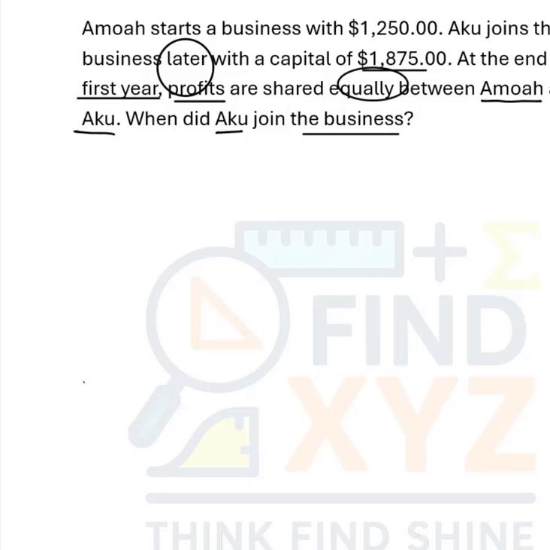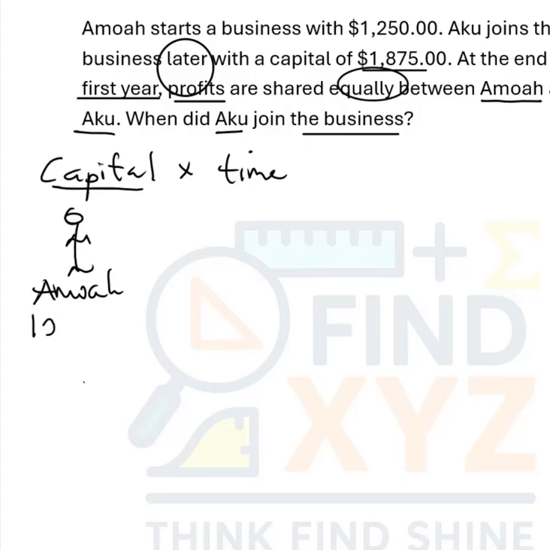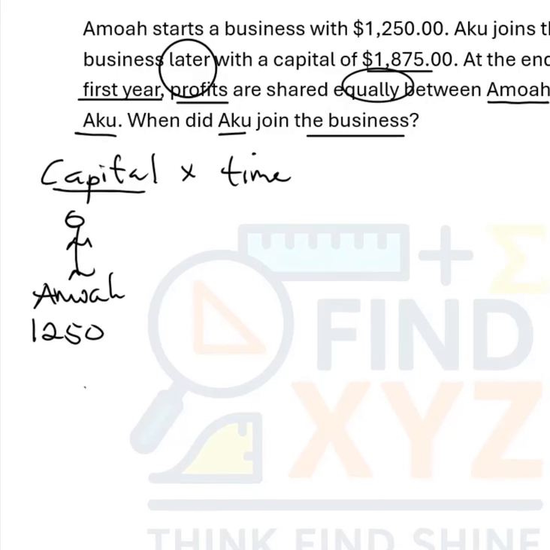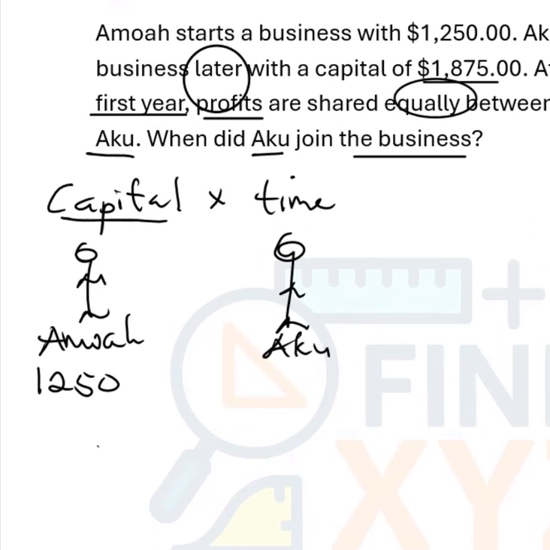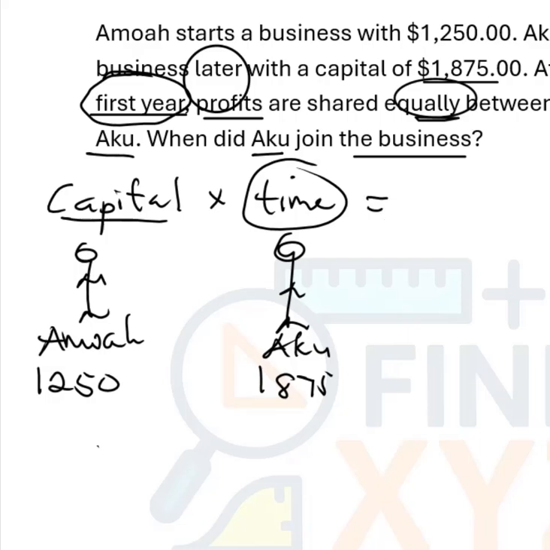Now, in business mathematics, a profit is usually proportional to the product of the capital and time. Now, we have been told Amoah, very nice man. What was his capital? That is $1,250. And another man, Aku, came in later, take note, with a capital of $1,875. But they did not begin at the same time. So after the first year, their profits were shared equally. Equally means that they are going to have equal profit.